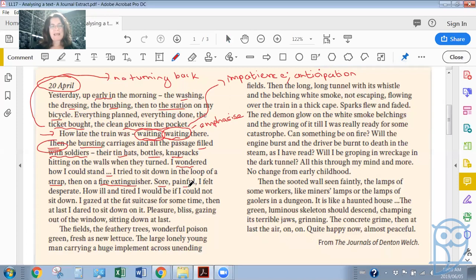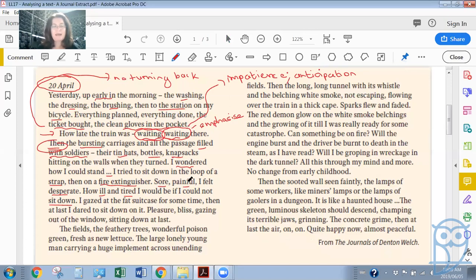Sore, painful, I felt desperate. How ill and tired I would be if I could not sit down. So this person is not in the greatest of health, yet they are here calling in for duty. Okay, so maybe they have some sort of issue with their health that has been affecting them, and so they have to be able to sit for this very long journey that's going to happen.